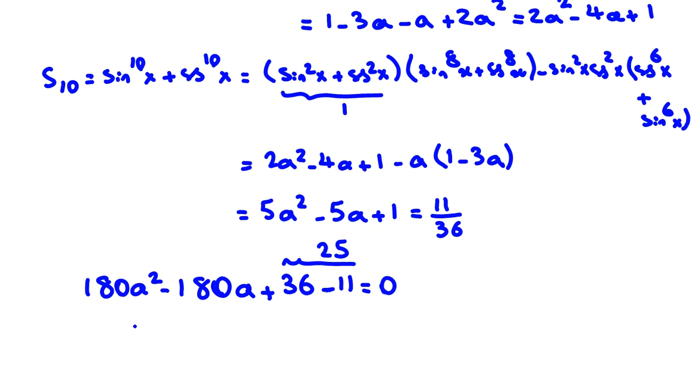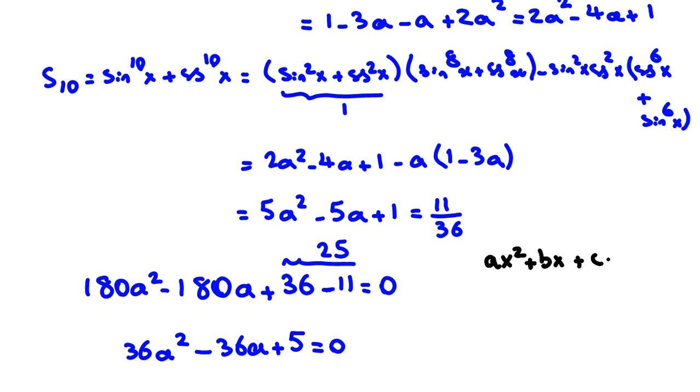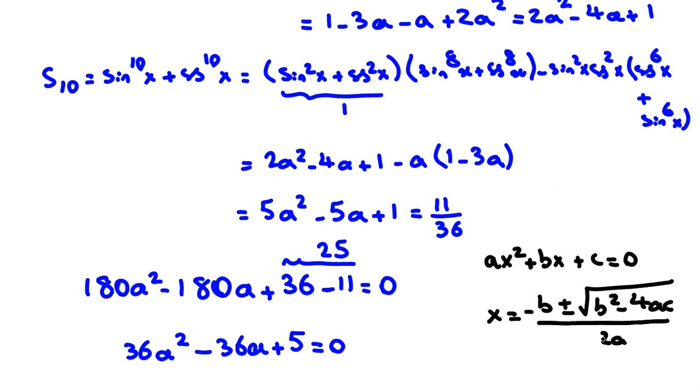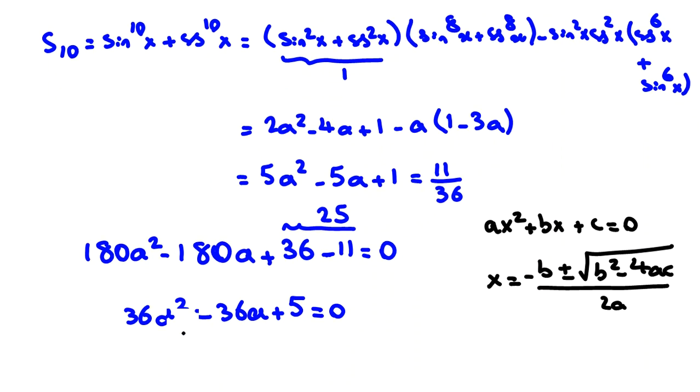Then we can divide both sides by 5. If you divide by 5, it will be 36a squared minus 36a plus 5 equal to 0. Let me write the quadratic formula here. If you have ax squared plus bx plus c equal to 0, then the answer is x equal to negative b plus minus square root of b squared minus 4ac, all over 2a. So let's solve the problem.